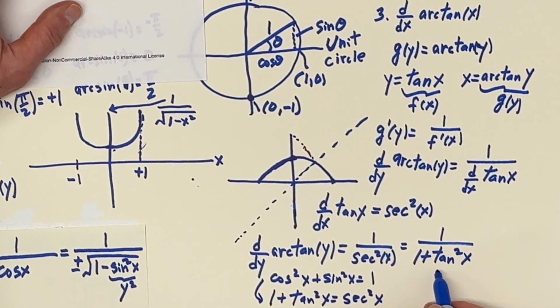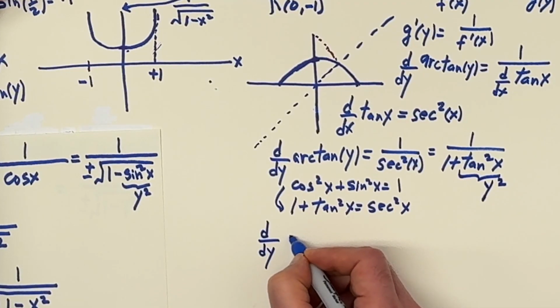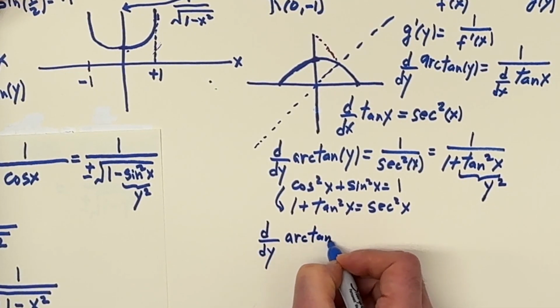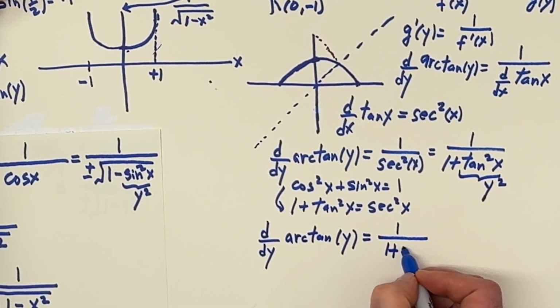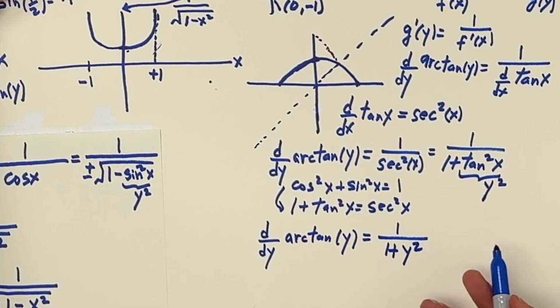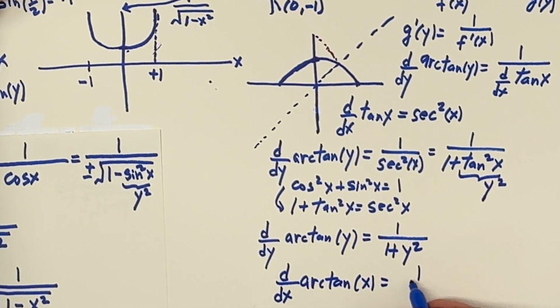So then this is nice because see, this is our y squared, because y is the tangent of x. So that means d dy of the arctangent of y is equal to 1 over 1 plus y squared. It's kind of nice. Similarity, like a variation of the other formulas. And then if we replace with x, we have d dx of arc tangent of x is 1 over 1 plus x squared.